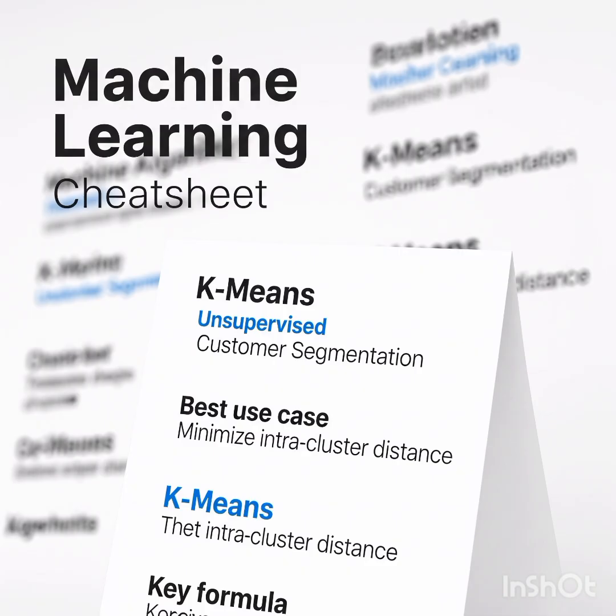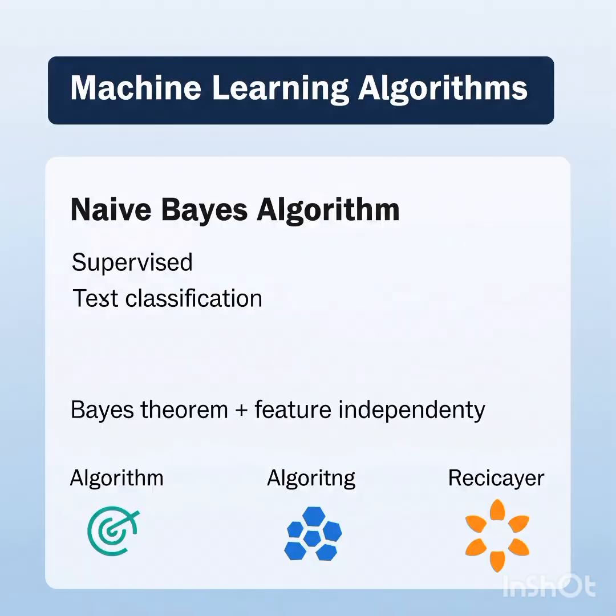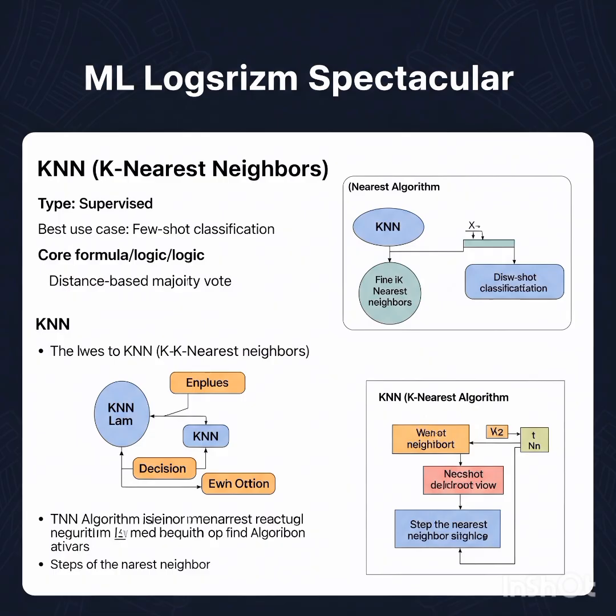What's the catch with PCA? The main one is interpretability. These new principal components are mathematical combinations of your original features. They don't usually correspond directly to anything meaningful in the real world like age or income. They're just abstract directions of variance.